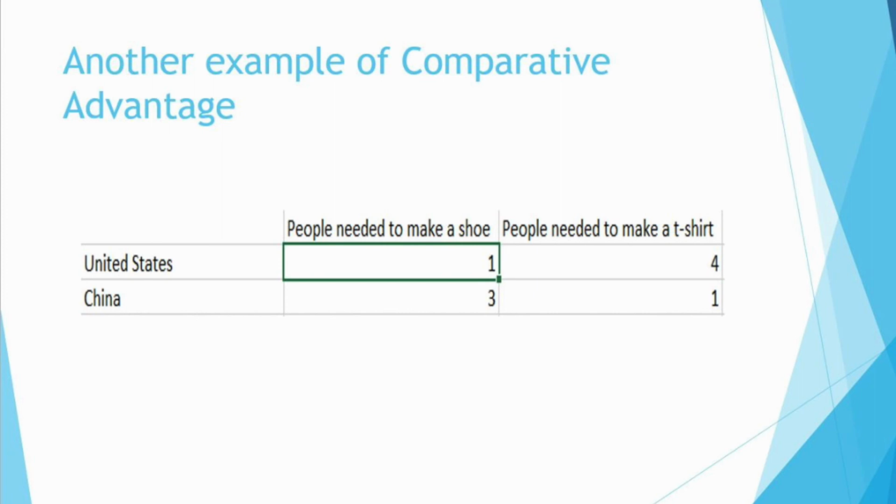So to be able to produce things more efficiently, the United States would then produce shoes, and China would produce t-shirts. The reason why is because it's more efficient for the United States to allocate one person to make shoes versus allocating four people to just make one t-shirt. And then again, in this case, the United States would then have shoes, which they could then trade with China for t-shirts.